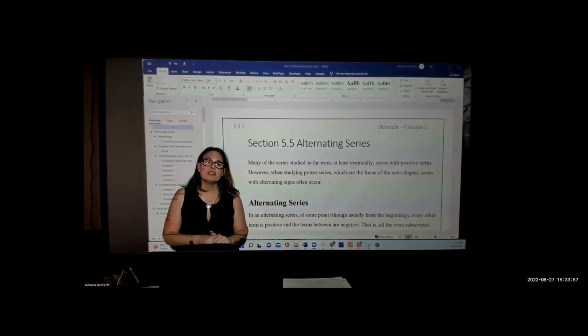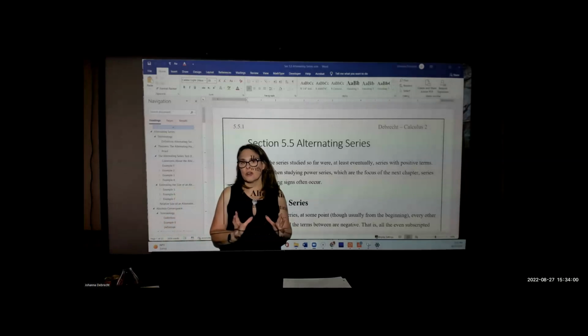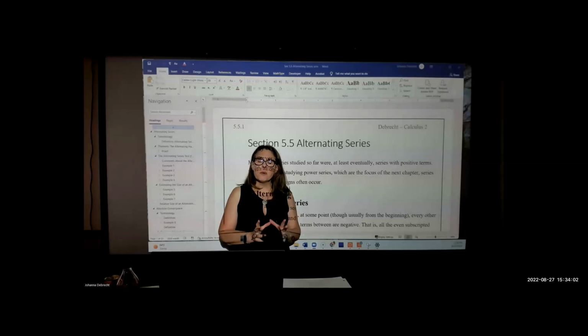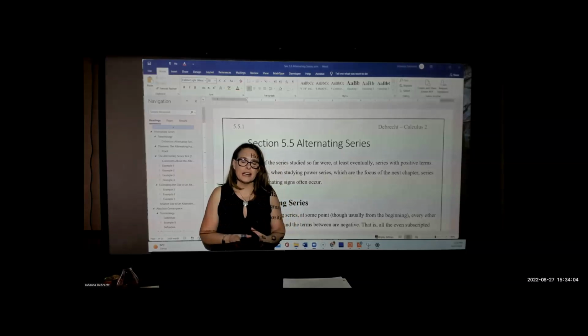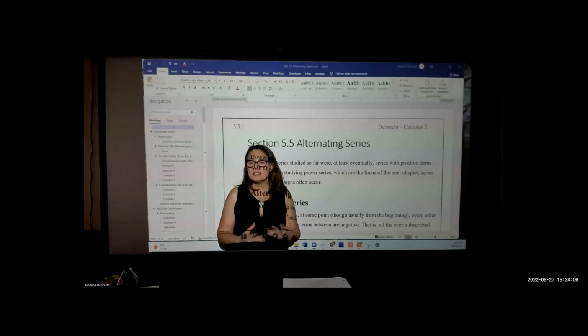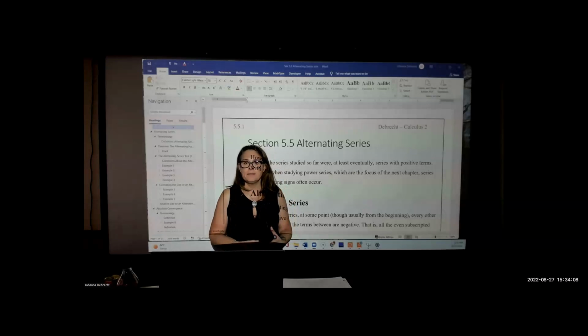Today, we want to focus on two different ideas or concepts. First, we want to talk about what an alternating series is and how to test for its convergence.